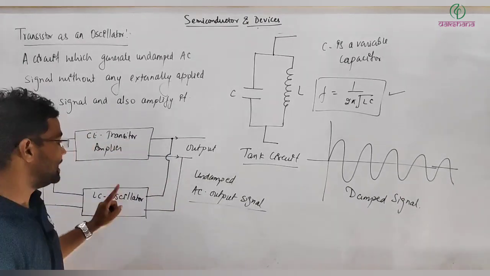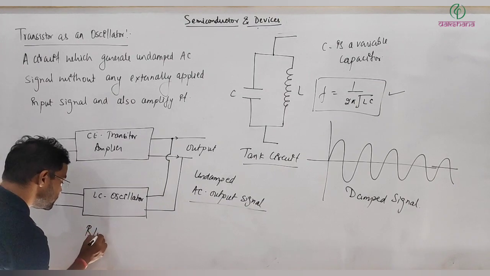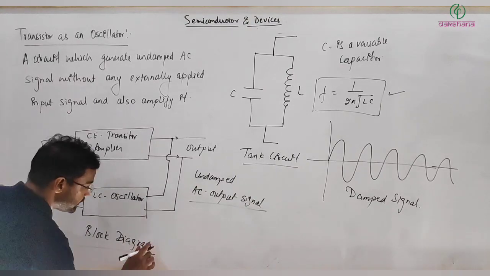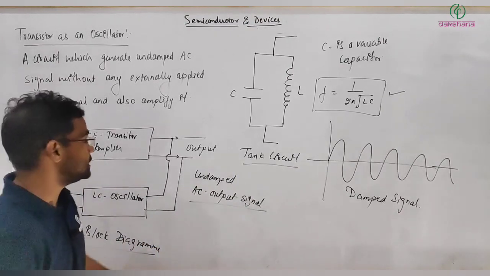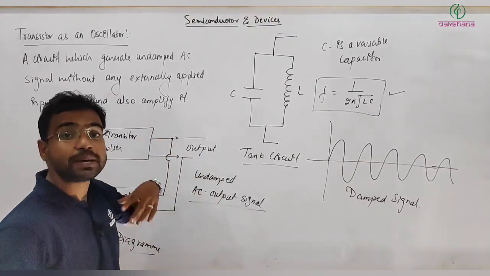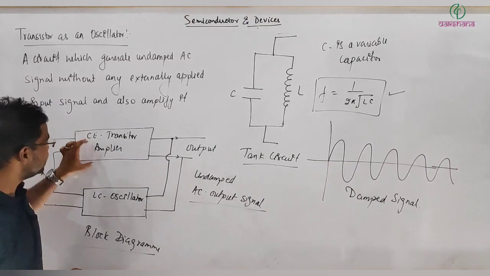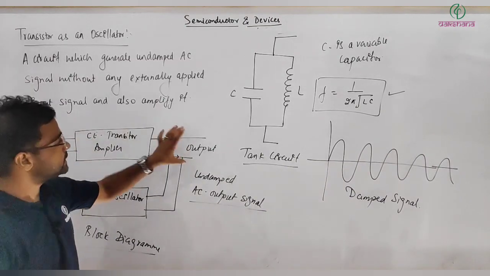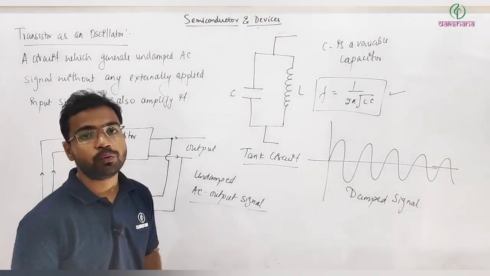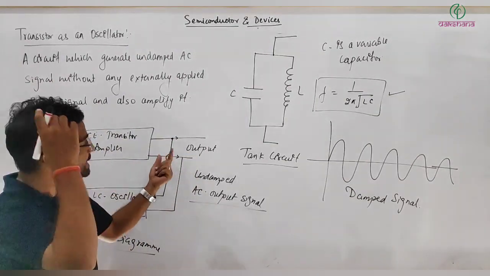Another point which I want to mention here is that this is the simplified block diagram for using a transistor as an LC oscillator, which is actually generating an undamped AC signal without providing any external input AC signal. Next point: I told you that this amplifier generates an output which is out of phase compared to the input signal by pi or 180 degrees. So if we are feeding an out of phase signal here, then again there will be a problem. So that needs to be resolved.